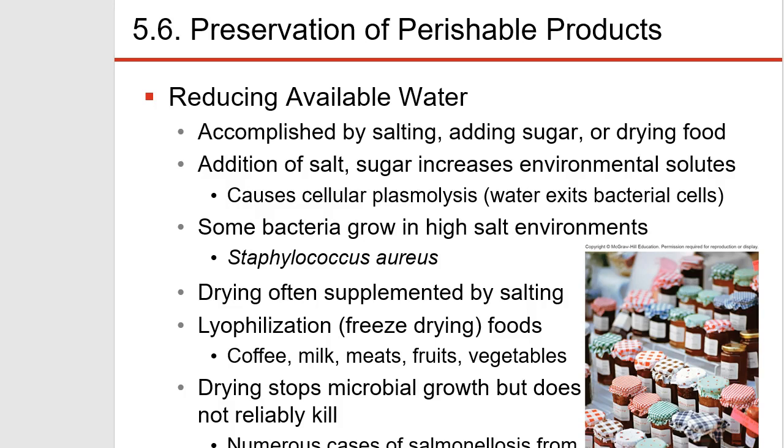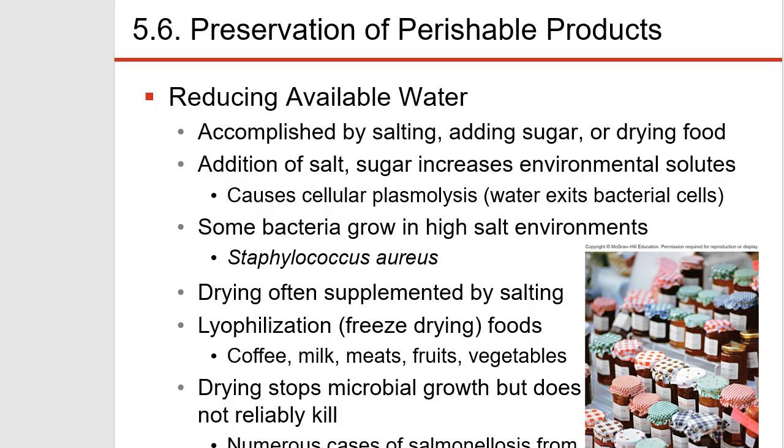Some of us like dried food, like I love dried apricots and things like that, or banana chips. So addition of salt and sugar increases environmental solutes. Some bacteria grow in high salt environments, like Staphylococcus aureus, which loves any type of salty environment. It thrives there. Drying is often supplemented by salting. Lyophilization is freeze drying foods like coffee, milk, meats, fruits, and vegetables. Drying stops microbial growth but does not reliably kill.